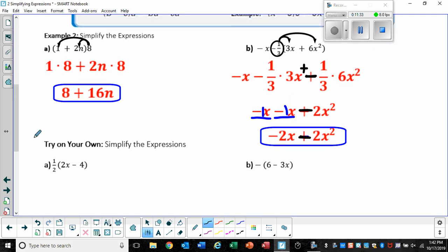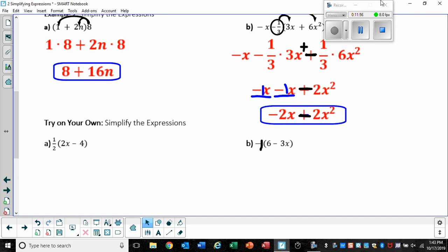Go ahead and try these on your own. I will give you a little hint that even though there's no number here, there actually is. It's invisible. And whenever you don't see a number but you see that minus sign, you still have to distribute, but what you're distributing is actually a minus 1, a negative 1. So that's what you're going to distribute into it. Okay? So go ahead and try those on your own.